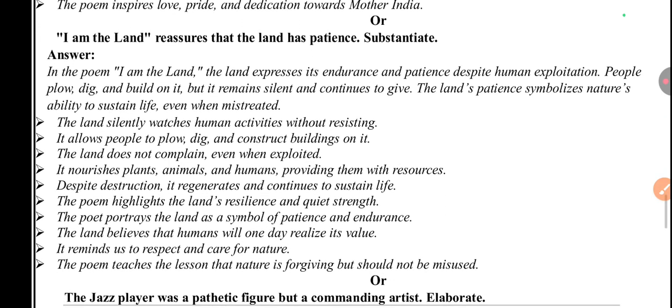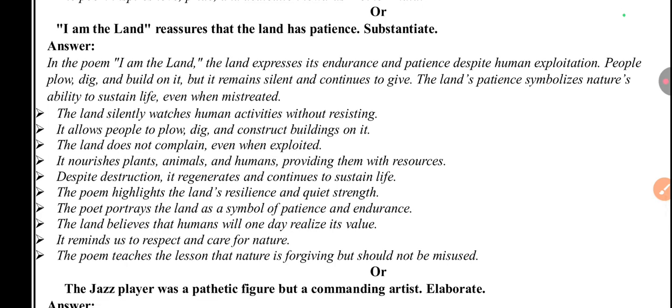For this question, they ask another one, an R type question. In the poem I Am the Land, substantiate that the land has patience. The poem expresses the land's endurance and patience despite human exploitation. People plow, dig, and build on it, but it remains silent and continues to give. The land's patience symbolizes nature's ability to sustain life even when mistreated.